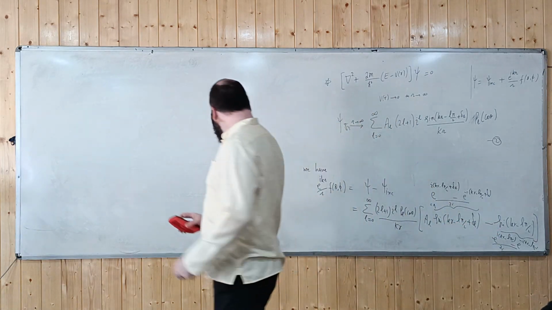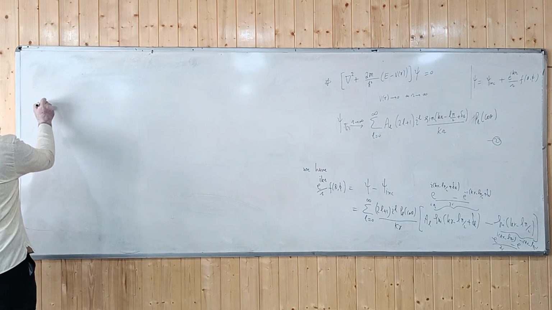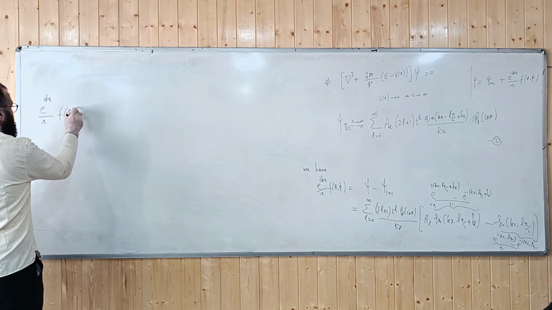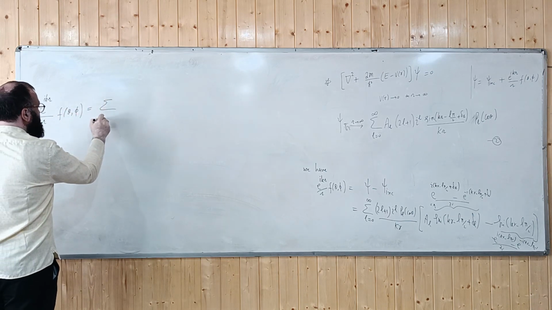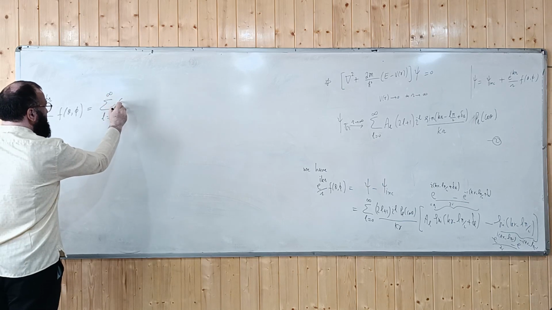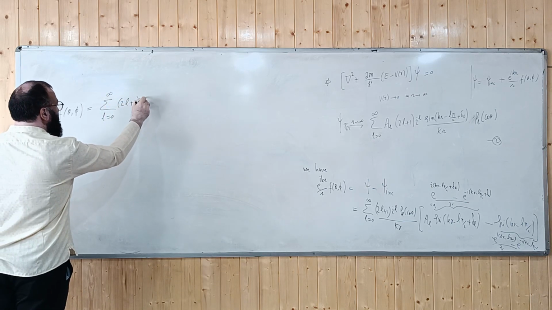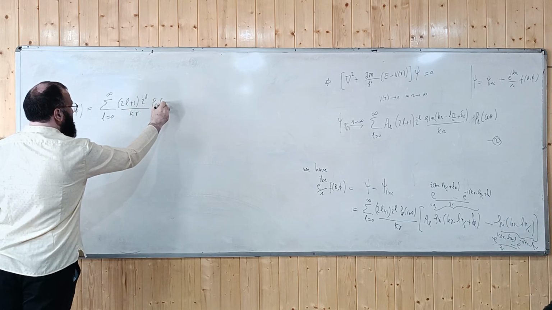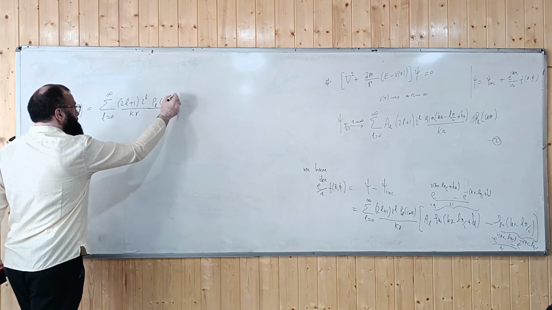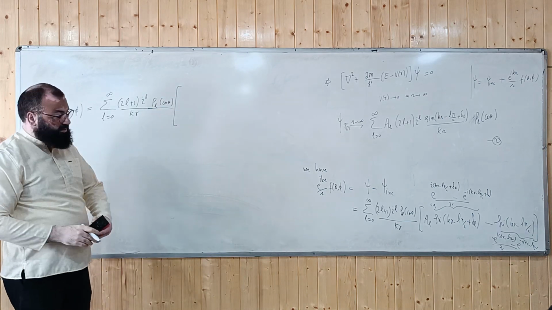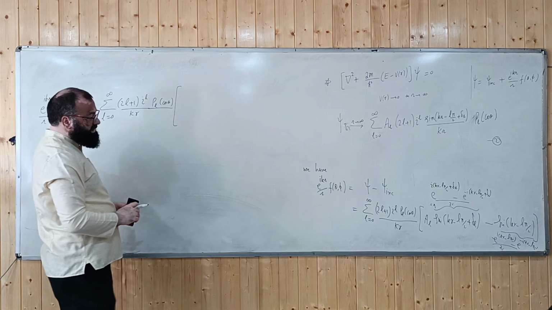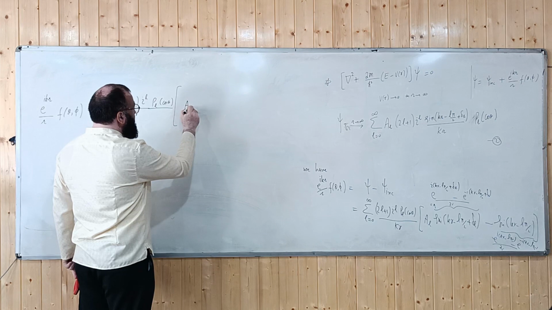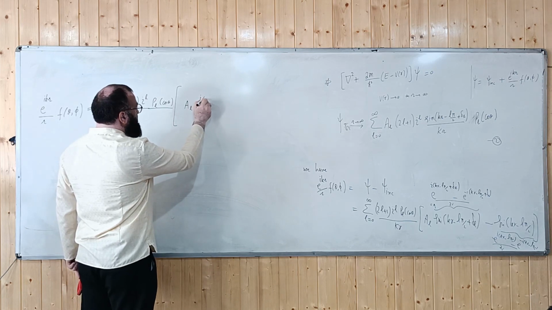So let's put it this way. I have e raised to the power ikr by r times f of θ, φ, equal to the sum over L from 0 to infinity of (2L+1) i raised to the power L by kr, and you have P_L of cos θ. Okay, so let's separate out these terms. The first term is something like A_L e raised to the power iδ_L.